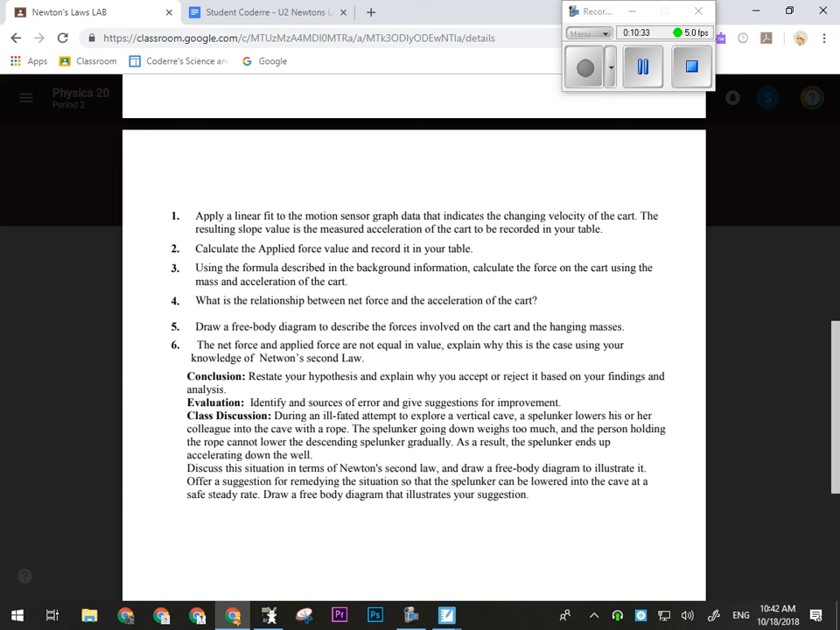Number 6, that's the one where you really have to do all of the analysis. The net force and the applied force are not equal in value. Explain why this is the case using your knowledge of Newton's second law as well as your data. You've got to explain why your data says that is or isn't true.